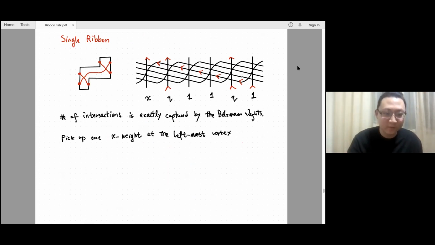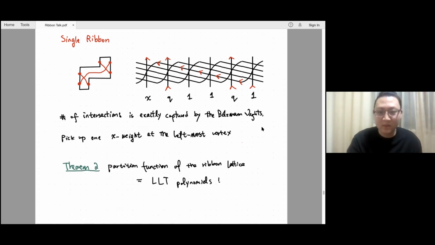And then for every ribbon, we pick up one weight of x from the leftmost vertex. And in this case, we get 2 powers of q, which is exactly captured by these 2 vertices. So you can generalize this by gluing up a bunch of single ribbons to get a horizontal strip. And every horizontal strip corresponds to a single row lattice. So that's basically how the proof works. Okay, and therefore the partition function of this lattice equals the LLT polynomials.